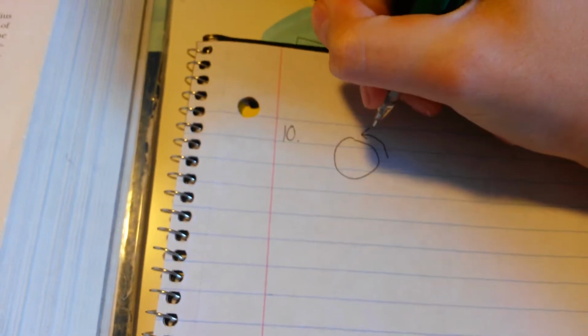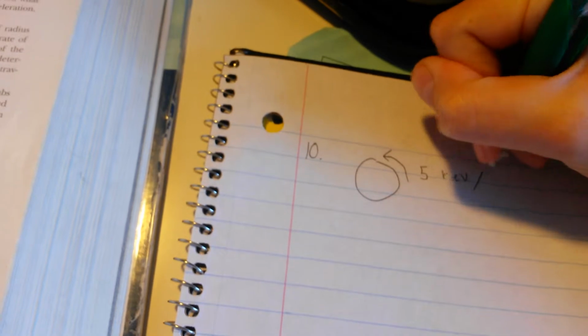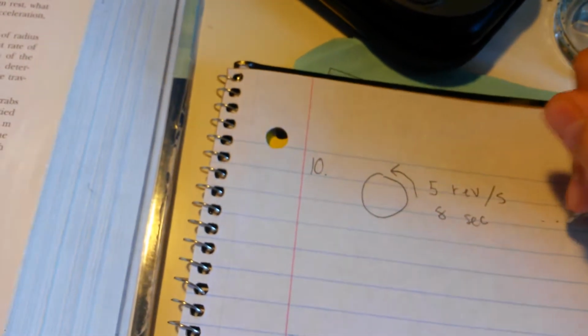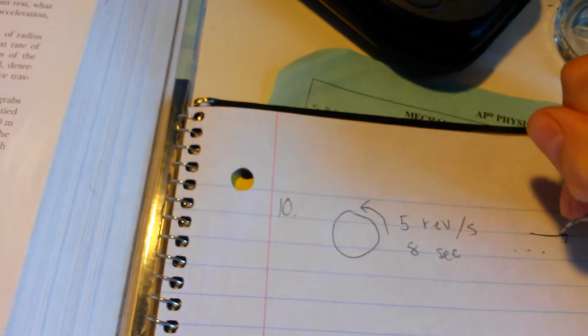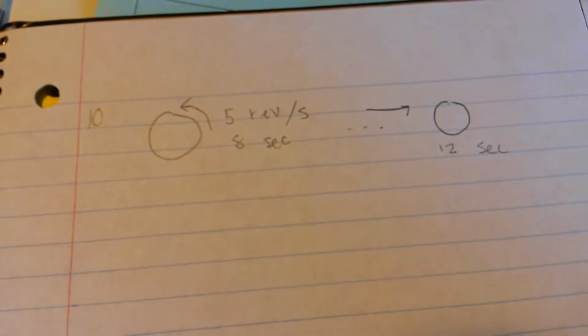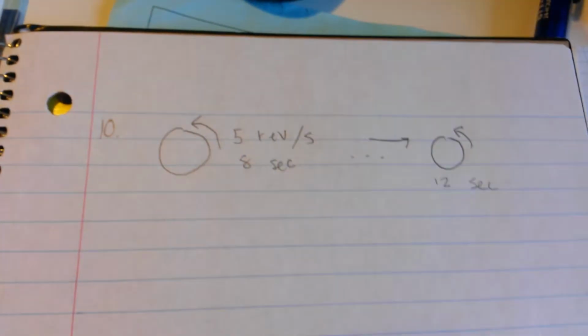So basically it's just a washer and it's rotating with 5 revolutions per second in 8 seconds. And then the other time it's 12 seconds, for 5 revolutions per second for 12 seconds.